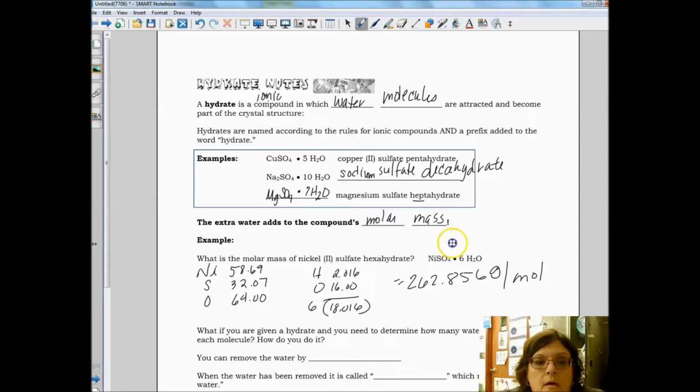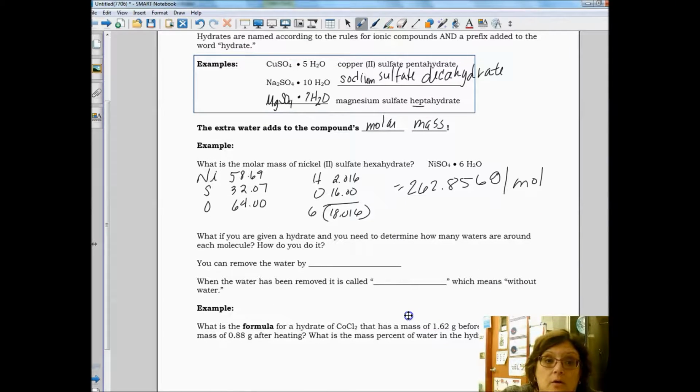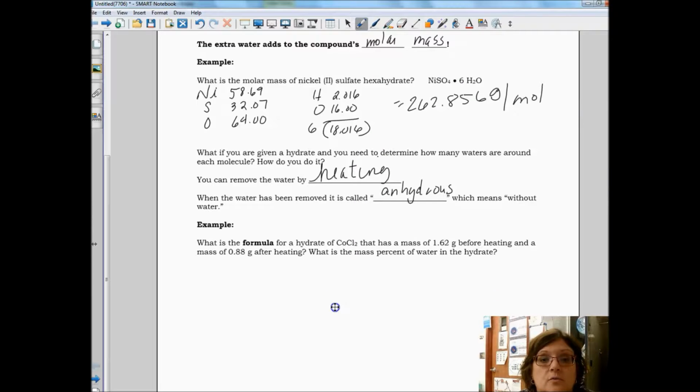What if you're given a hydrate and you need to determine how many waters are around that molecule? How will you do that? Well, you remove the water by heating it. When the water is removed, it's called anhydrous, which means without water. So, to figure out how much water is removed, we need to know the mass before we heat it, the mass after we heat it, and find that difference.